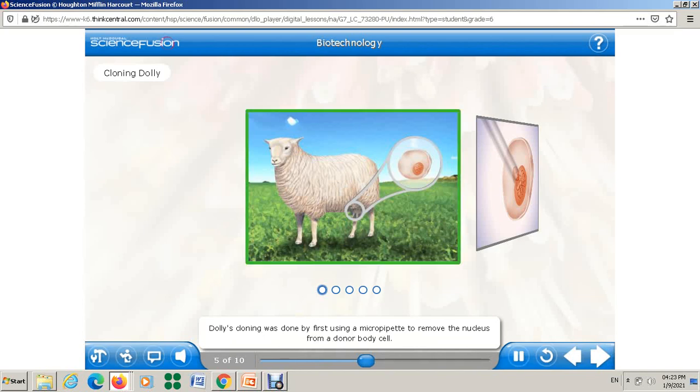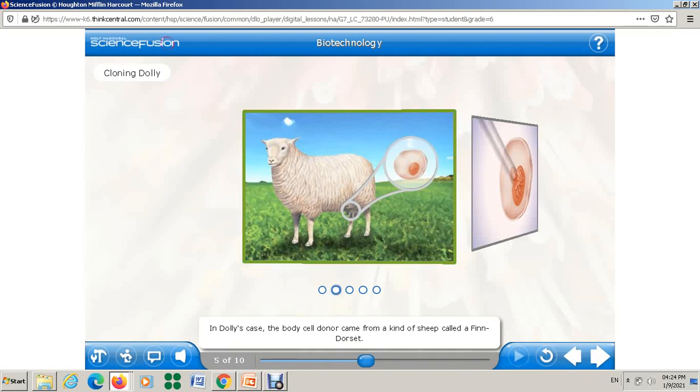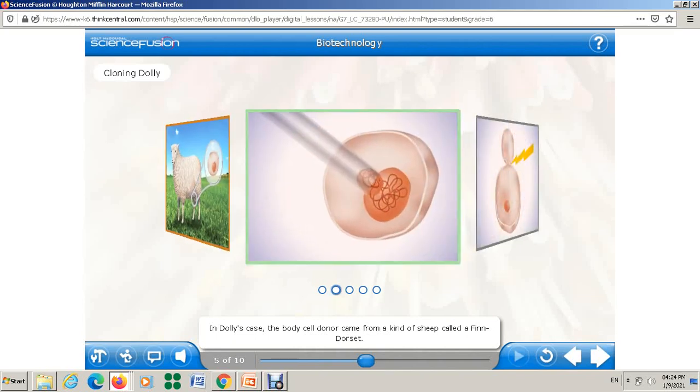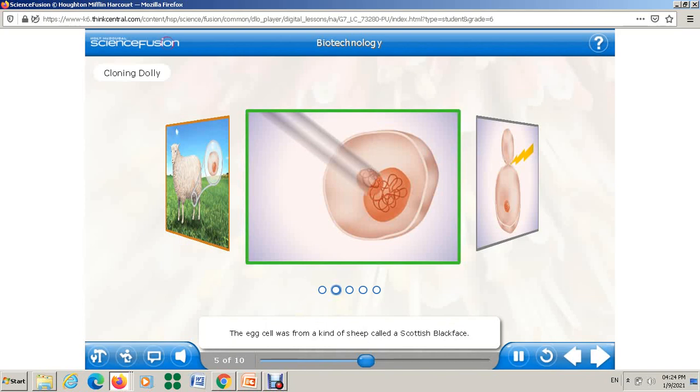Dolly's cloning was done by first using a micropipette to remove the nucleus from a donor body cell. In Dolly's case, the body cell donor came from a kind of sheep called a Finn Dorset. The donor nucleus was placed into an egg cell whose own nucleus had been removed. The egg cell was from a kind of sheep called a Scottish Blackface.